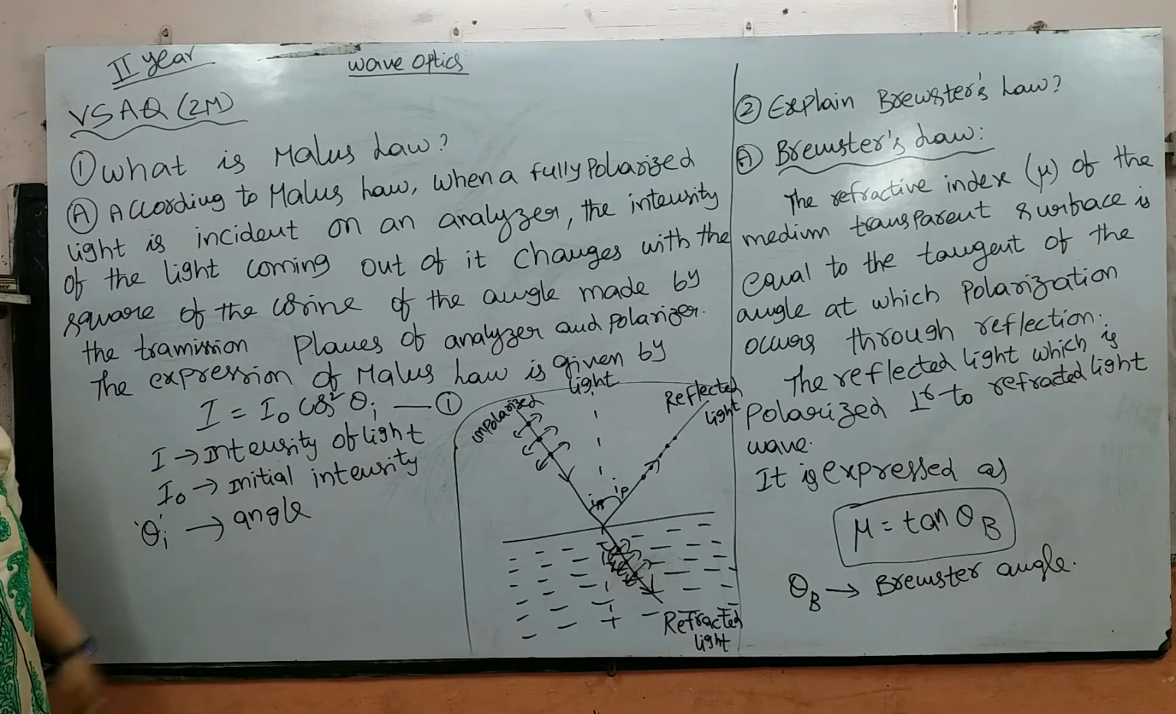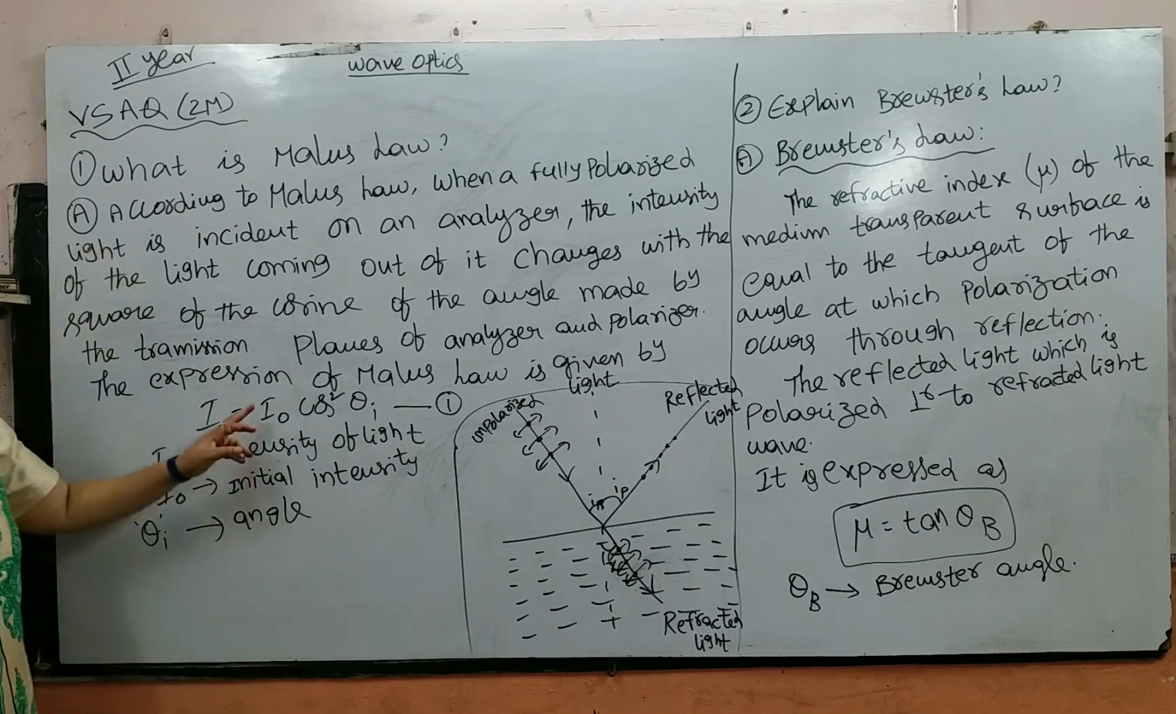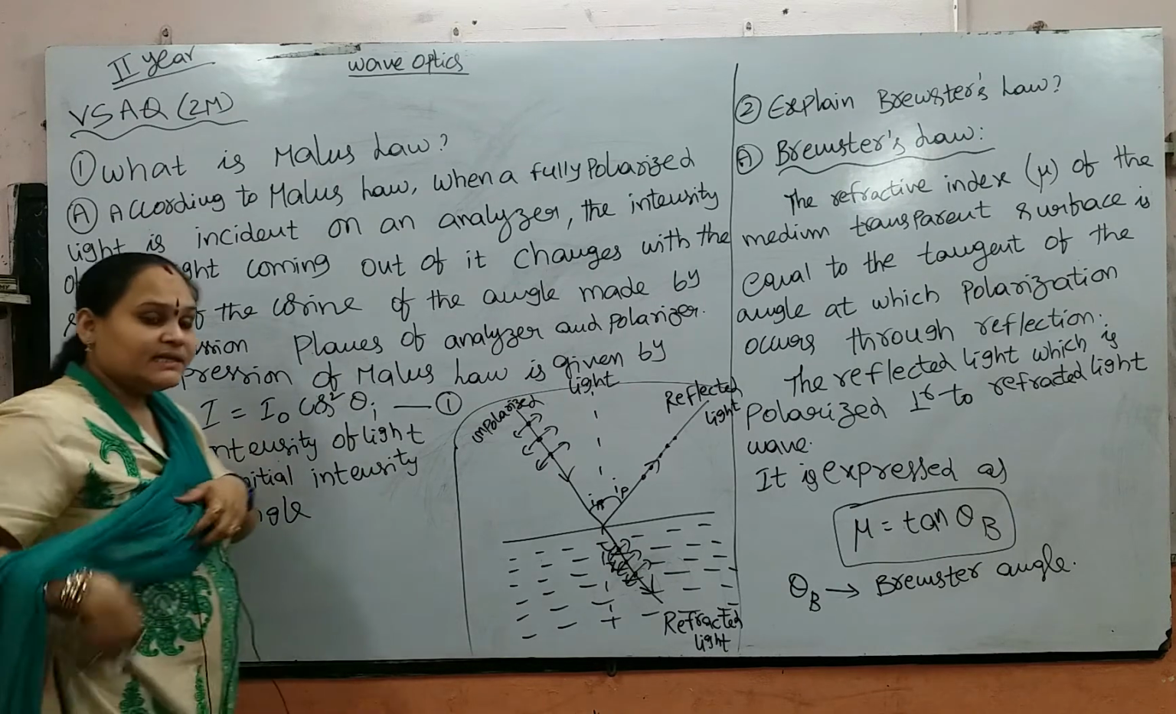Here I is the intensity of light and I naught is the initial intensity. That initial intensity light will be exposed to the analyzer. We will get the cosine square of theta. Here theta is the angle.